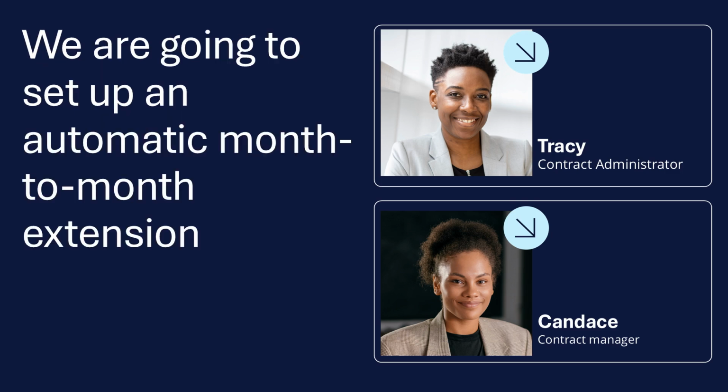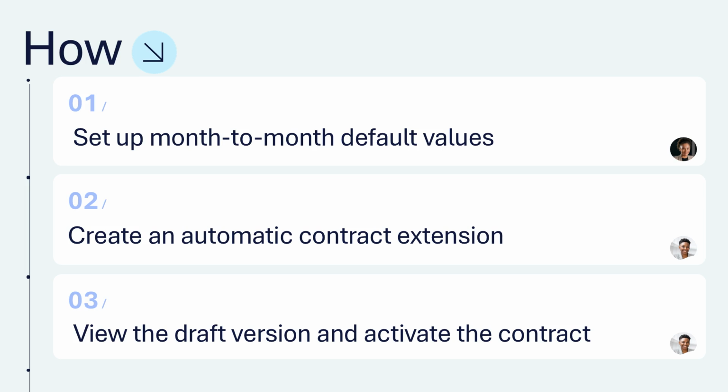In this session, we'll show you how to configure an automatic month-to-month contract extension. This process ensures that the contract renews automatically after its end date, following the selected terms. First, I'll demonstrate how to set up the default month-to-month values that will apply once the right-of-use period ends. Then, I'll create an automatic month-to-month extension, check the draft contract version, and activate it.